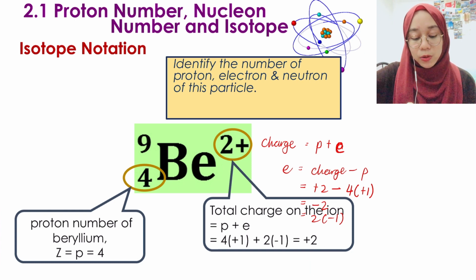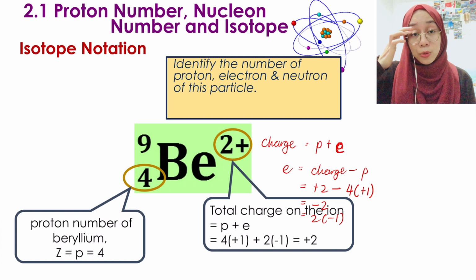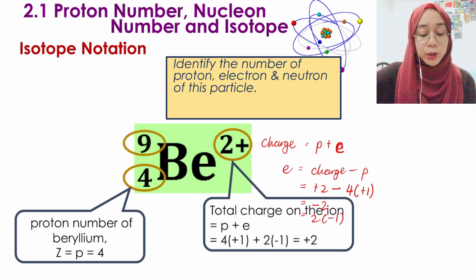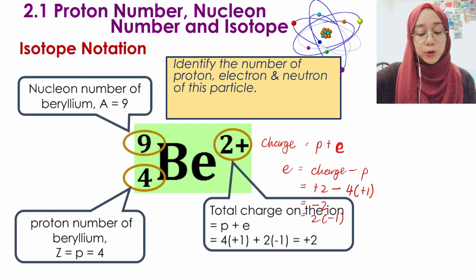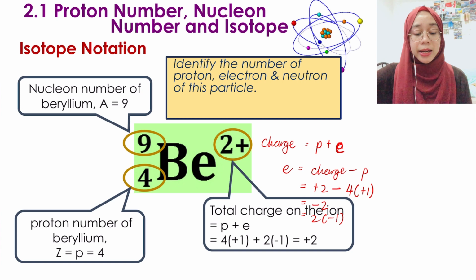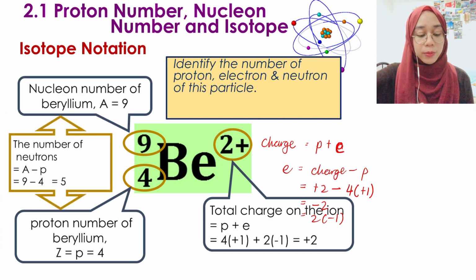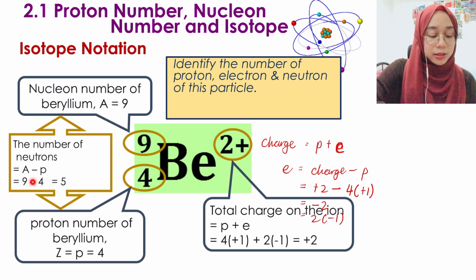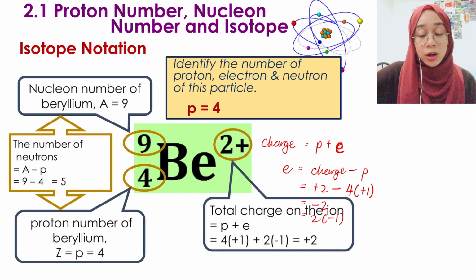Now we know the proton, we know the electron, and lastly we need to find the neutron. For the neutron we need to use the help of the Nucleon Number. The Nucleon Number of beryllium is 9. Therefore the formula is our Nucleon Number minus our proton. So 9 minus 4, you get 5. Therefore your proton you have 4, meanwhile your electron you have 2, and your neutron you have 5.